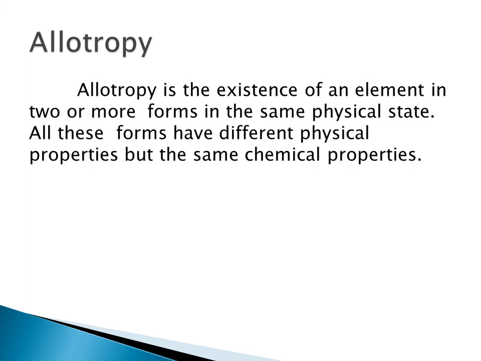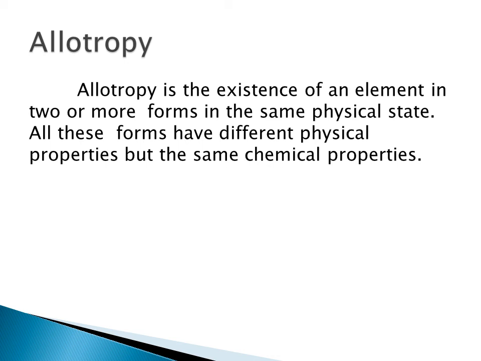As said earlier, carbon is found in free state in the form of diamond, graphite and coal. So these are the different forms of carbon. These different forms are known as allotropes and the phenomenon is known as allotropy. So let us define allotropy.